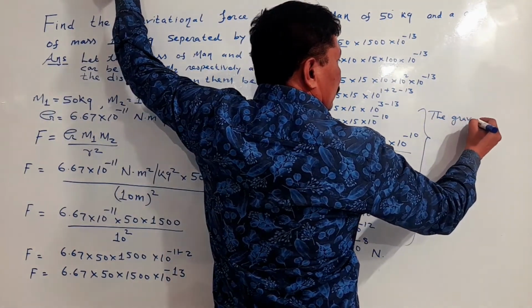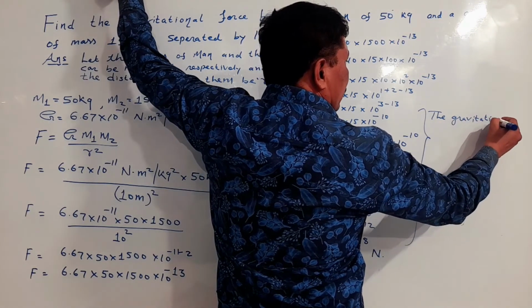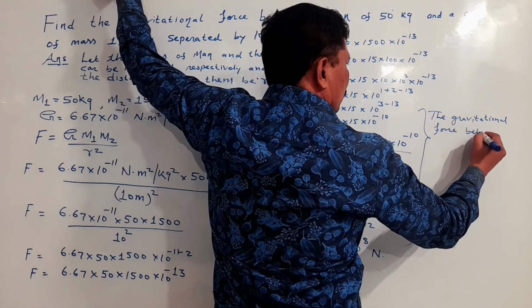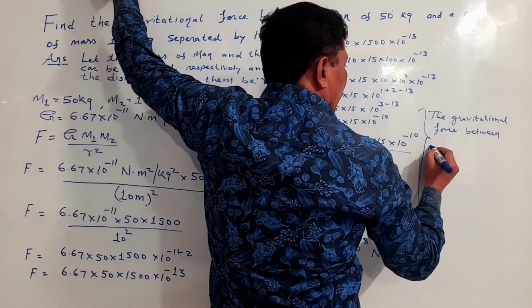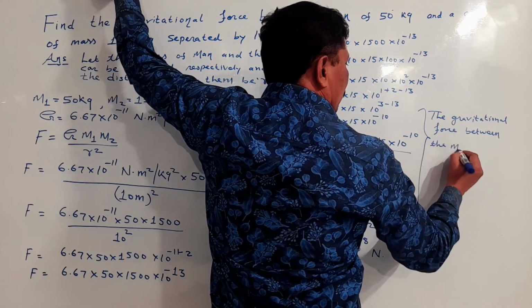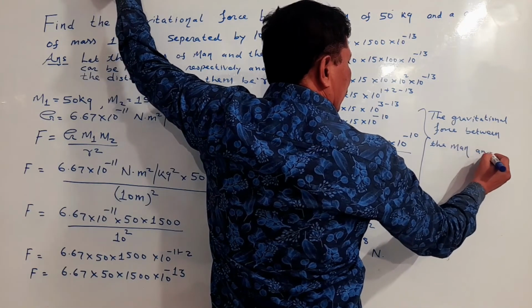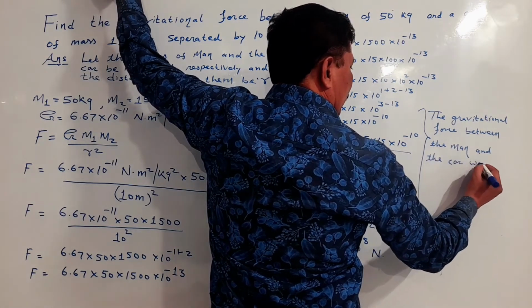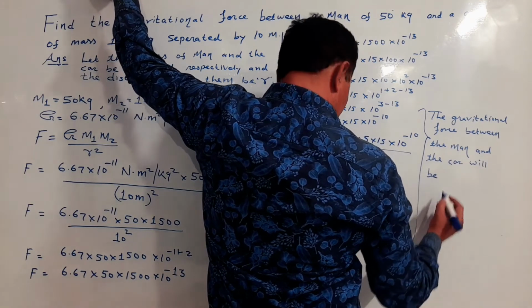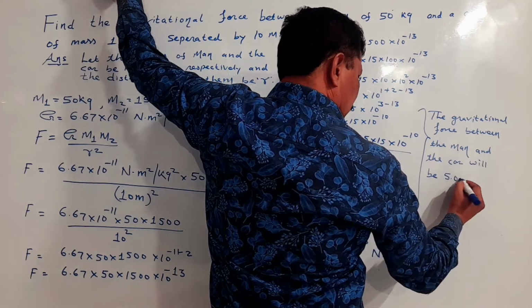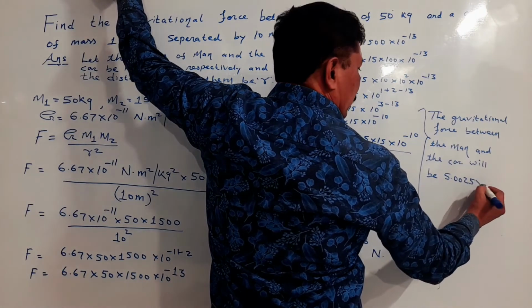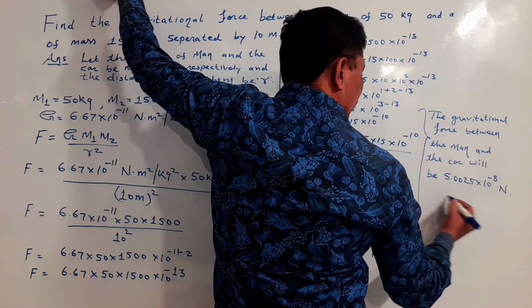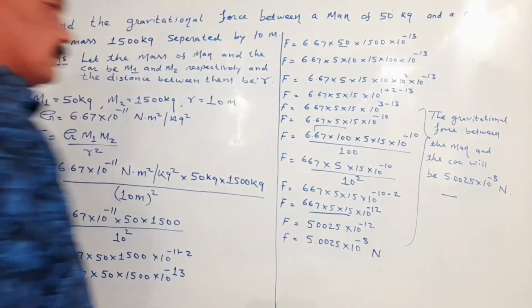So we can write the gravitational force between the man and the car will be 5.005 into 10 to the power minus 8 Newton. This is the answer.